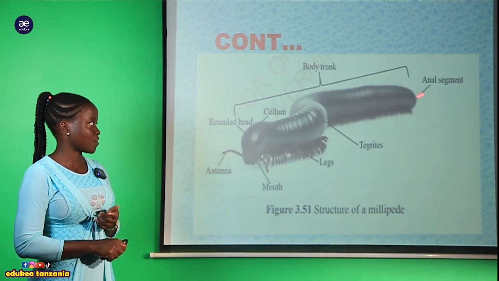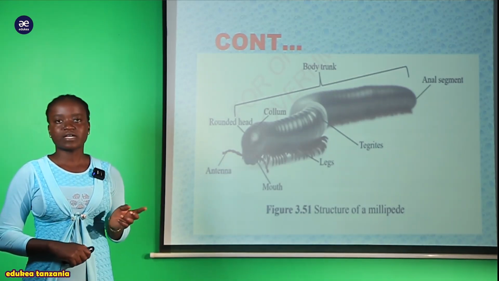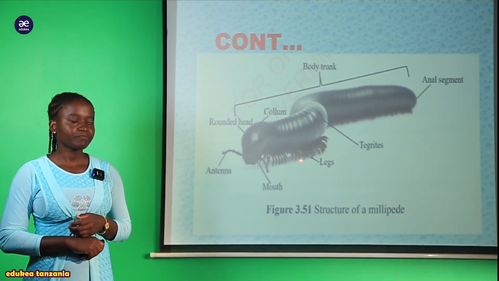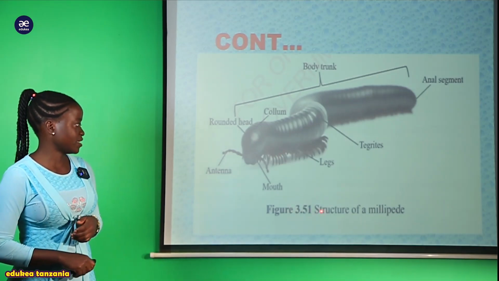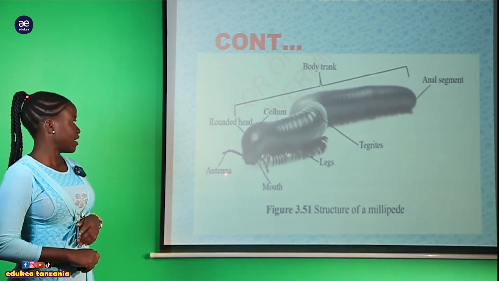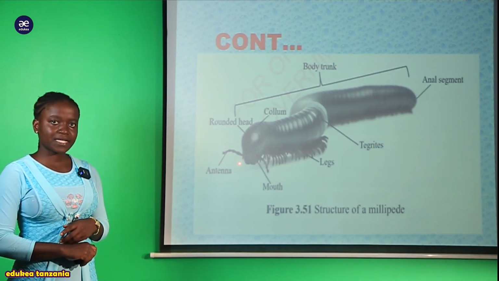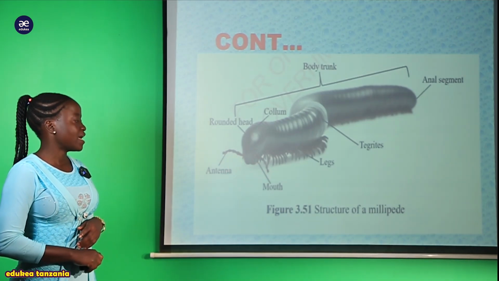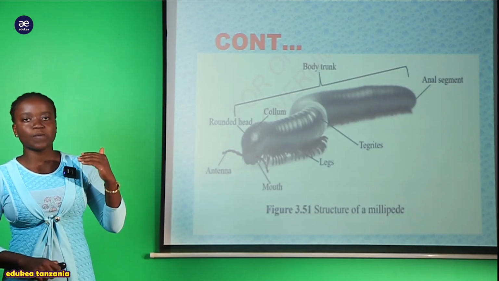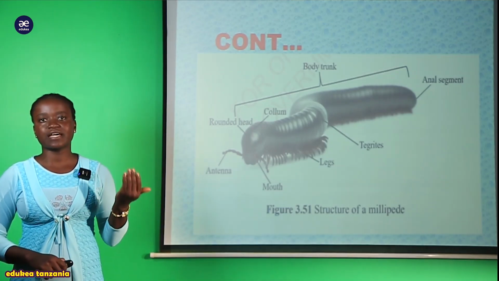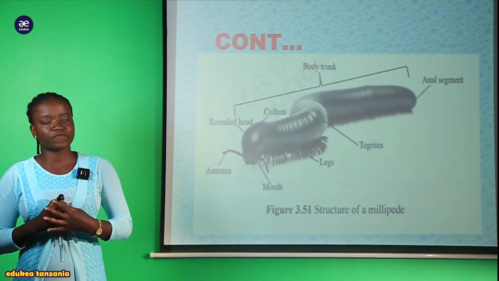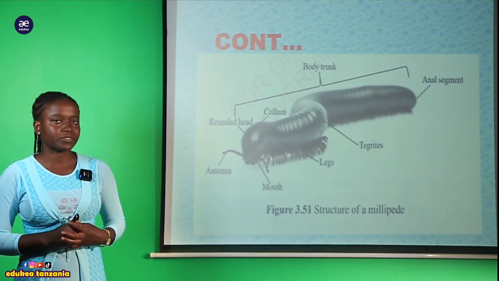So my student, I hope you are familiar with this picture. This one is the millipede. But this millipede, you can see the structure of this millipede. They have two pairs of antenna. This one are the two pairs of antenna, and on the top of this antenna is where the eyes, or the simple eyes of this millipede are found.